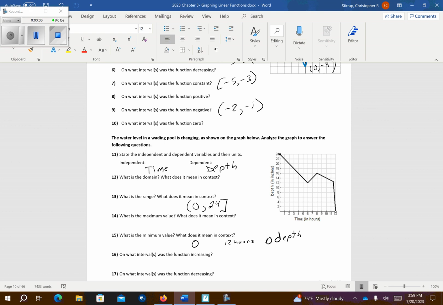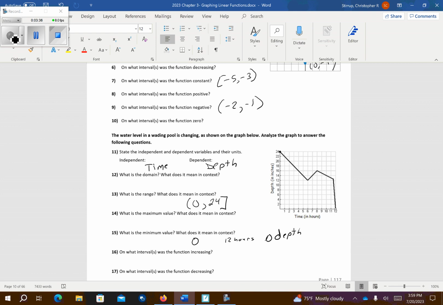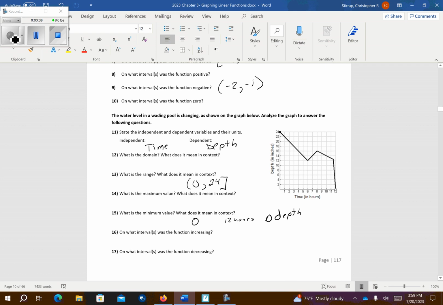Number 17, on which interval is it decreasing? So it's decreasing here, here, and here. So from 0 to 6, it's decreasing. It's also decreasing from 8 to about 11.5. And you're using the x values. And then it's decreasing again from 11.5 to 12. Those are where it's decreasing. It's going down. It means the slope would be negative.